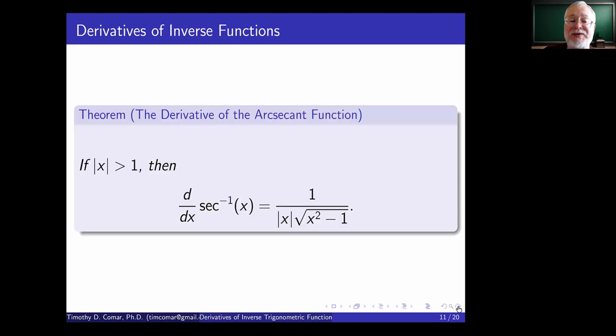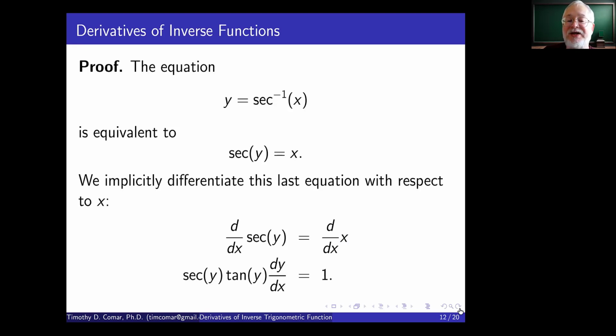We're now going to take a look at the derivative of the arcsecant function. We're only going to worry about the cases where the absolute value of x is greater than 1 here. We're not defining this at the points where the absolute value of x is 1. So here, our derivative formula is going to be a slightly more complicated looking formula, 1 divided by the absolute value of x times the square root of x squared minus 1.